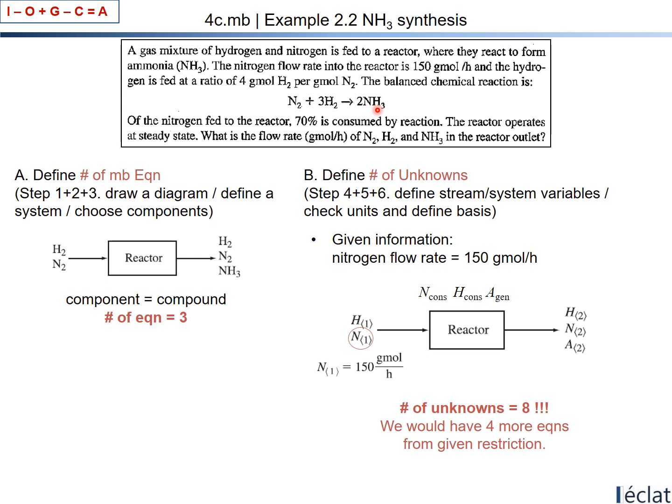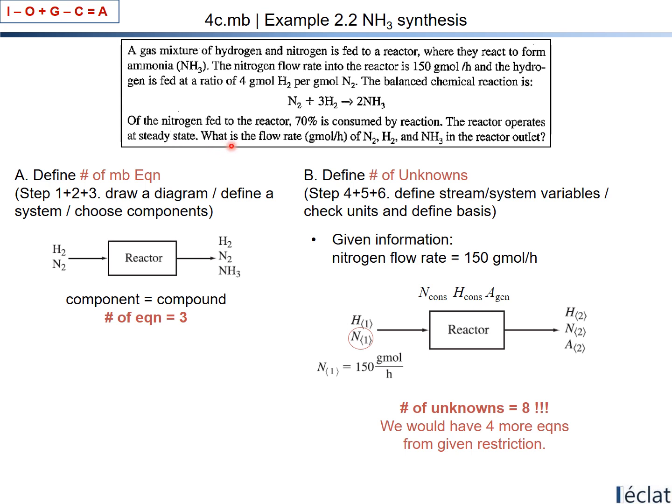It means it is best to use the compounds as the components. What are the compounds here? Nitrogen, hydrogen, and ammonia. 3 compounds. Of the nitrogen fed to the reactor, 70% is consumed by reaction. So the 70% conversion is the system performance specification. The reactor operates at steady state. It means accumulation is 0.